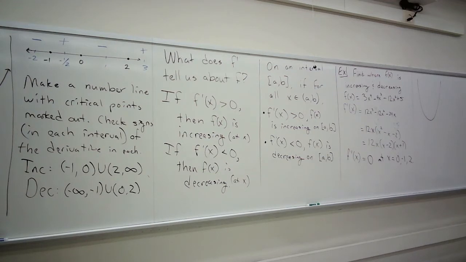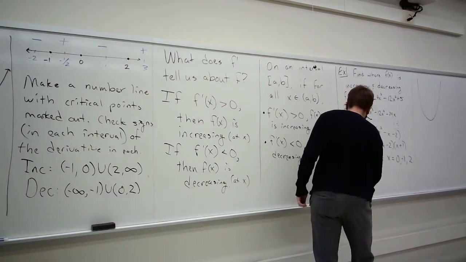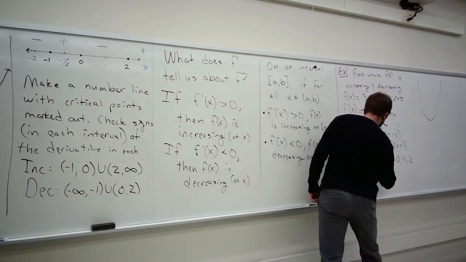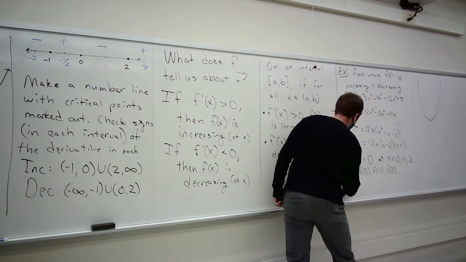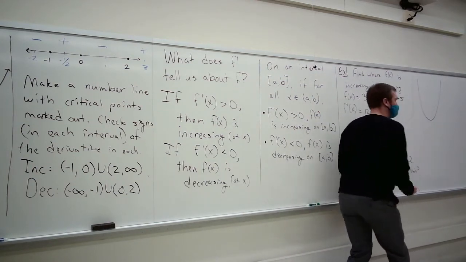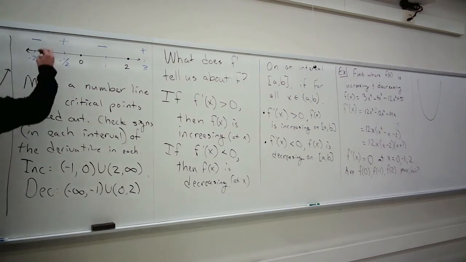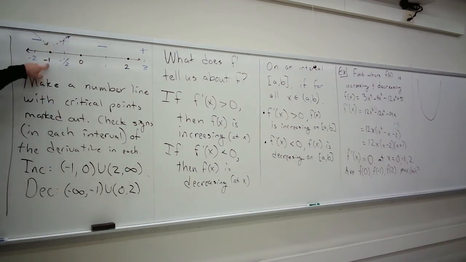So from this knowledge of increasing and decreasing, can you tell me if f of 0, f of negative 1, and f of 2 are max or min? Local, at least, max or min? Absolutely. Right? Our function's coming down, and then it's going up. So whatever the function's value is here, at negative 1, it's obviously a minimum.